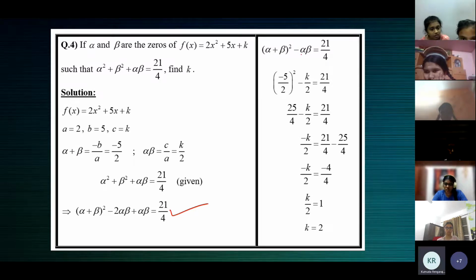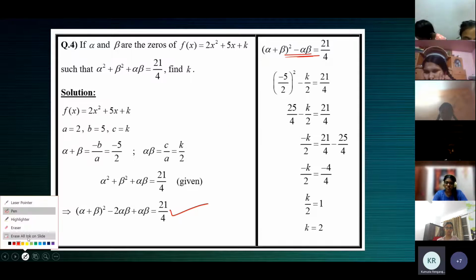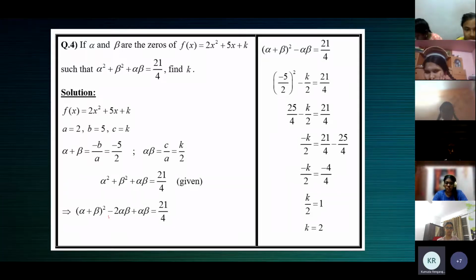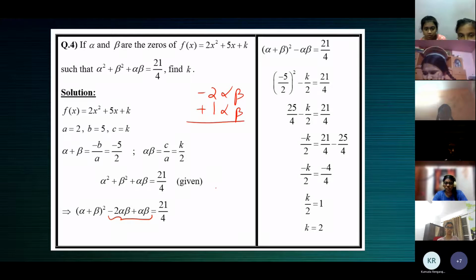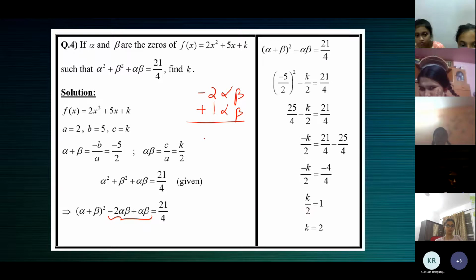Oh, you don't understand this step? Okay, I'll tell you. Please ask me. Now look at this. Minus 2 alpha beta plus alpha beta. Minus 2 alpha beta plus alpha beta meaning 1 alpha beta. What is minus 2 plus 1?